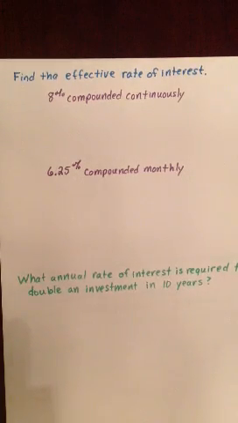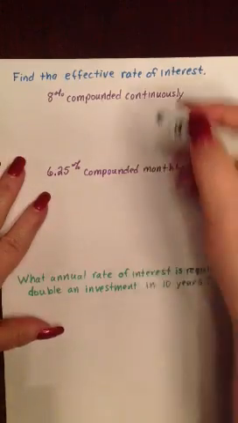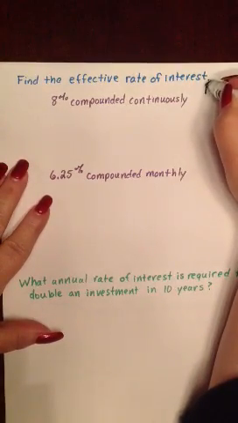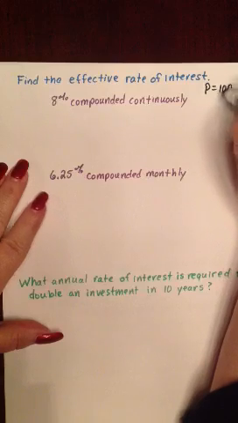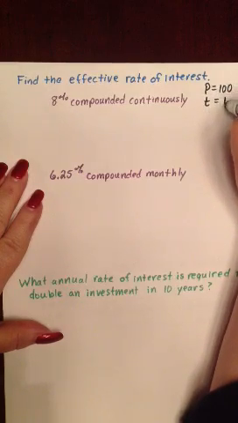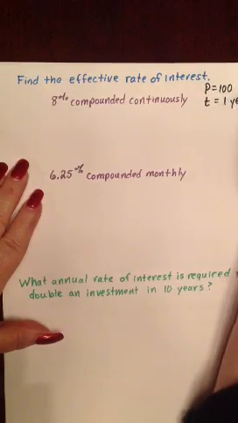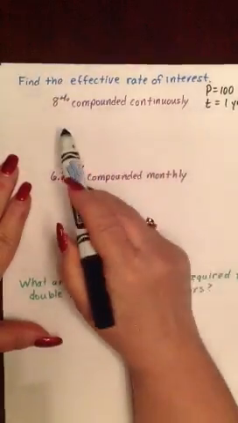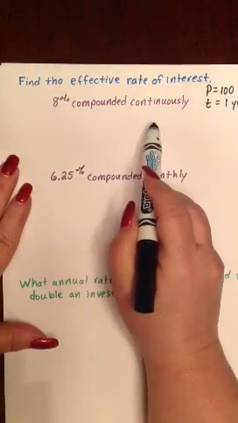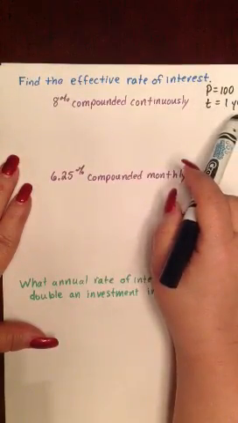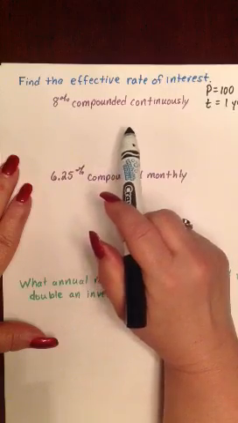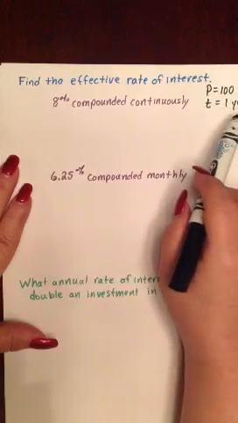All right, now we're going to start effective rate of interest. The rules for effective rate of interest is you're going to let the principal be 100 and you're going to let time be 1 year. That's the key to doing it. Notice when they ask you these problems, they don't give you principal and they don't tell you how long. But to find the effective rate of interest, you're going to invest $100 for 1 year.